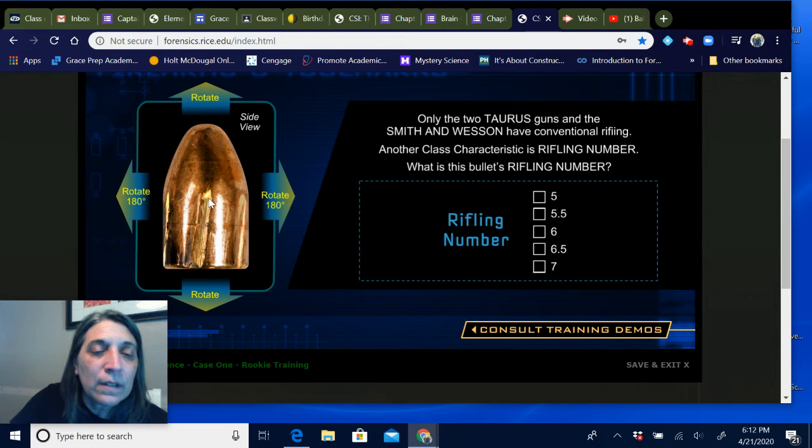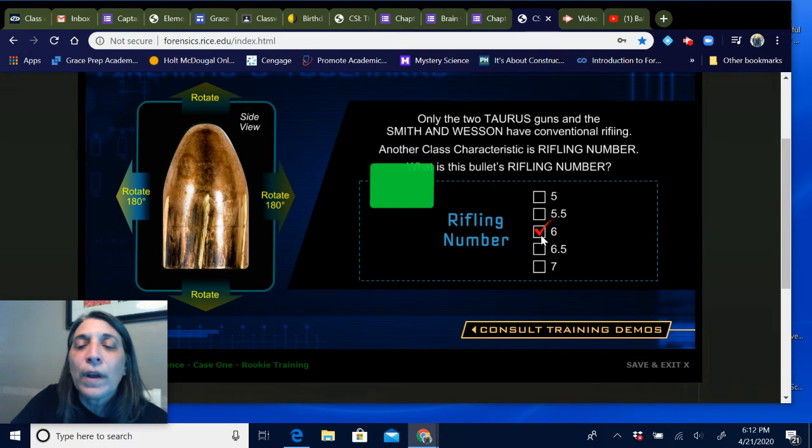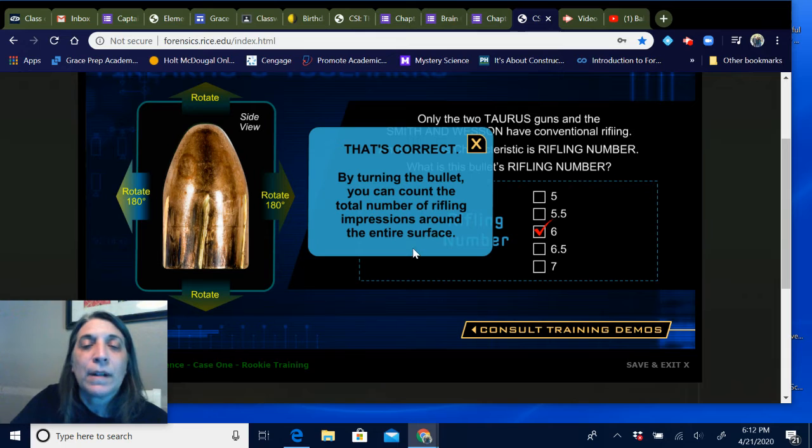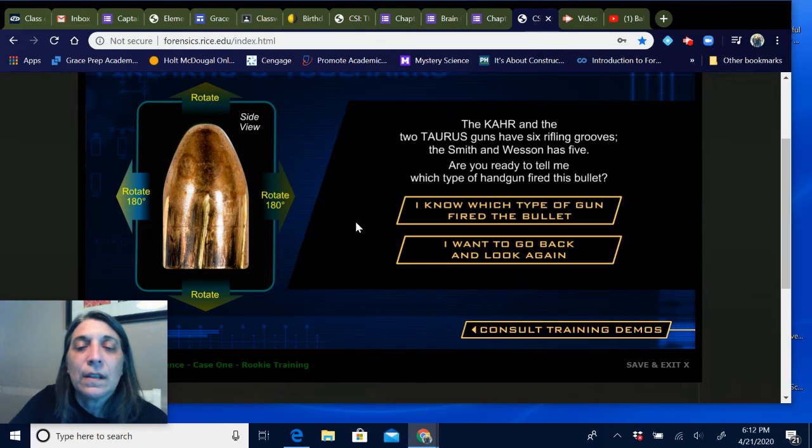Here's 1 scratch, 2 scratch, 3 scratch. And when I rotate this, 4 scratch, 5 scratch, 6 scratch. So I'm seeing 6 rifling marks. By turning the bullet, you can count the rifling marks. We do this in class with actual bullets when we're together, so I really wanted you to get this experience. The Car and the 2 Taurus guns have 6 rifling grooves, and the Smith & Wesson has 5.